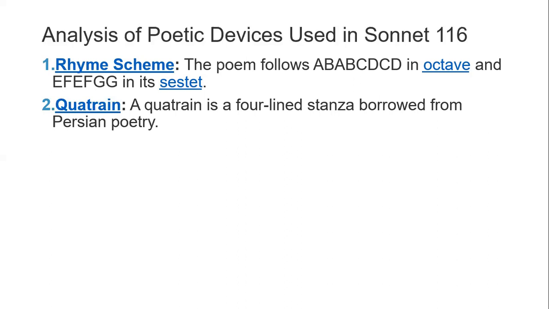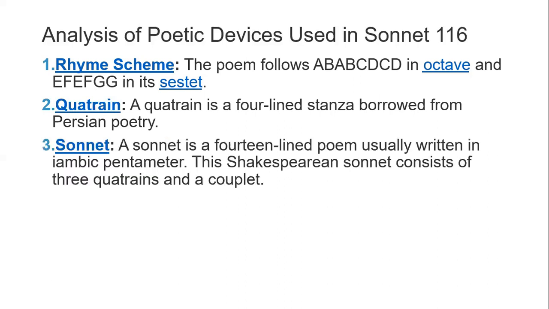Quatrain. A quatrain is a four-line stanza borrowed from Persian poetry. We have already discussed that converting into an octave and sestet is another thing. Otherwise, we have already shared the idea that this sonnet contains three quatrains and one couplet. A sonnet is a 14-line poem, usually written in iambic pentameter. This Shakespearean sonnet consists of three quatrains and a couplet.